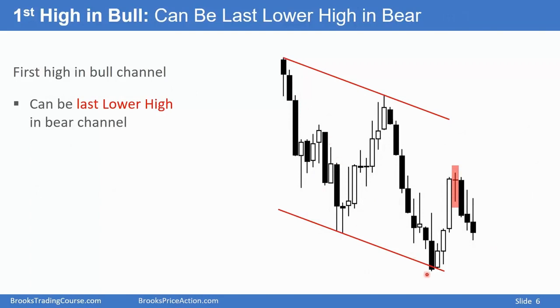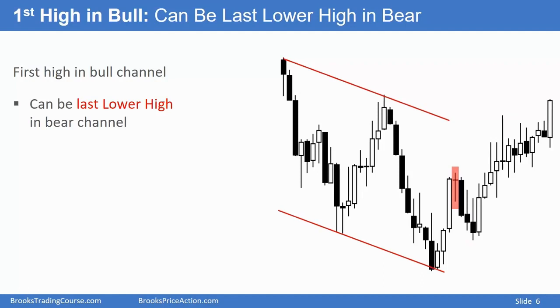We have a bear channel, lower lows, lower highs. However, the final lower high in a bear channel can be the first high in a bull trend. So the bull trend can start before the bear trend ends. Here we have a lower high, did not go to a new low, and it was the last lower high of the bear trend. It was followed by a higher low in this case, and the start of a bull trend.